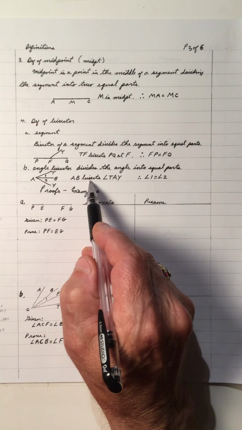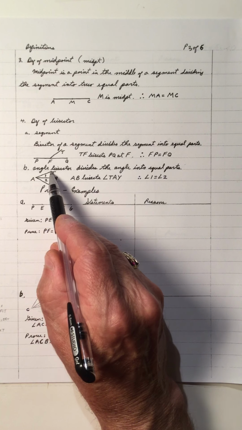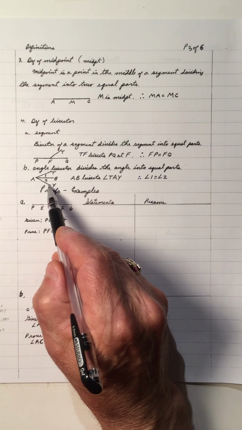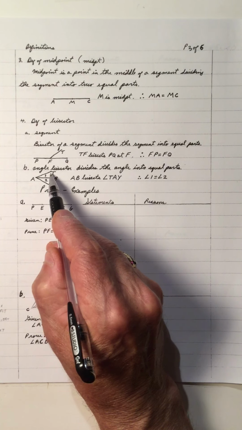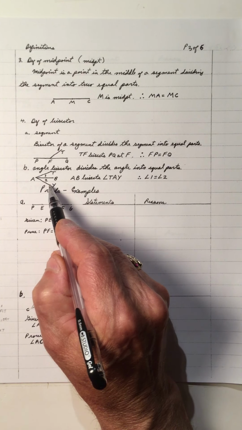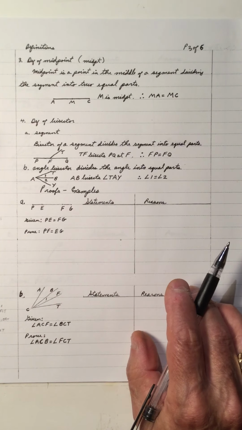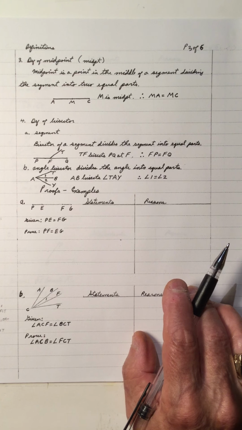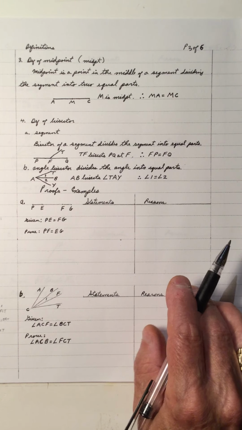So if AB bisects angle TAY, then angle 1 is equal to angle 2, or angle TAB is equal to angle YAB. So we're going to use these properties and definitions to help us do some of the early proofs that we'll need when we do congruent triangles. So let's do some examples.